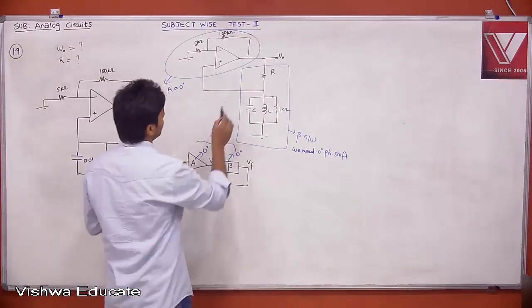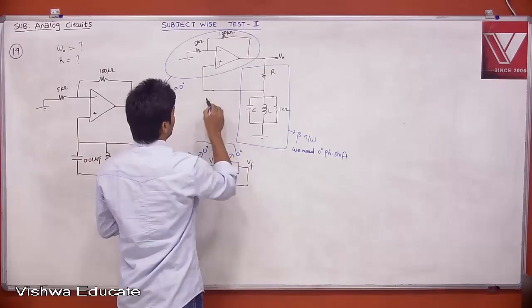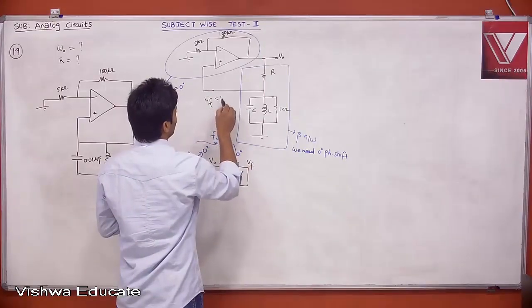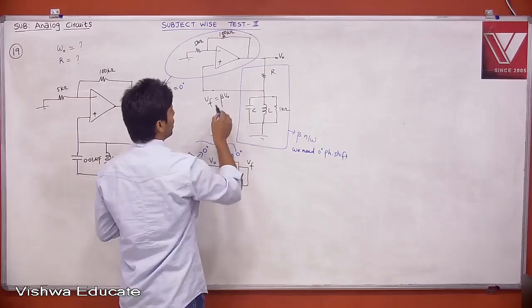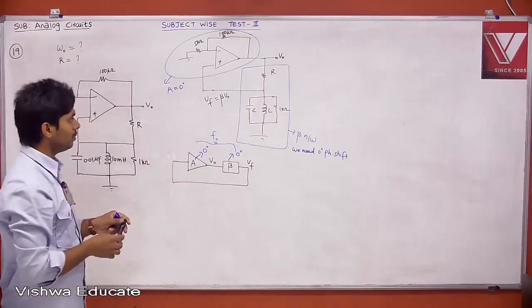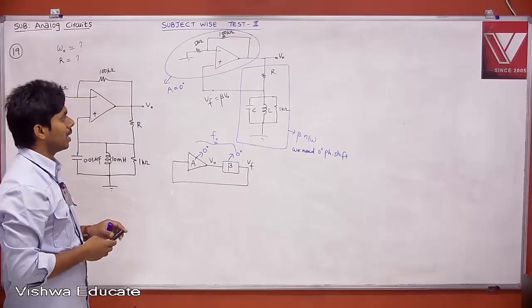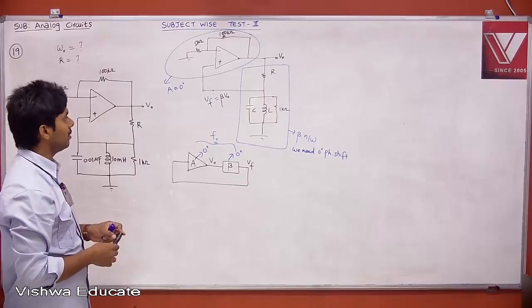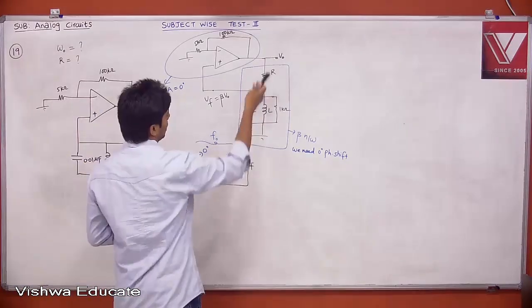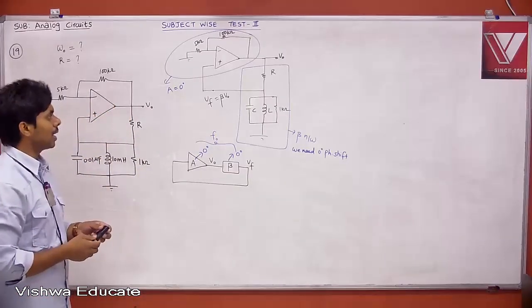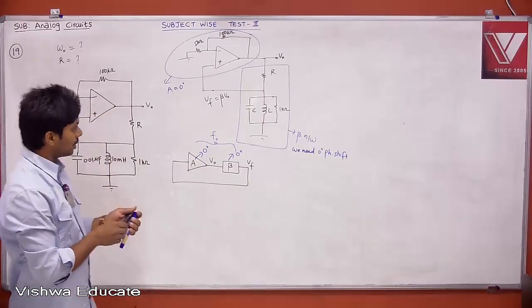This is nothing but your beta times V naught. Your Vf is equal to beta into V naught. Therefore, beta is equal to Vf by V naught. How to find beta? Beta is nothing but Vf by V naught. It is like Z2 divided by Z1. You can do it like that, or you apply nodal analysis. When you apply nodal analysis, you will get the answer.